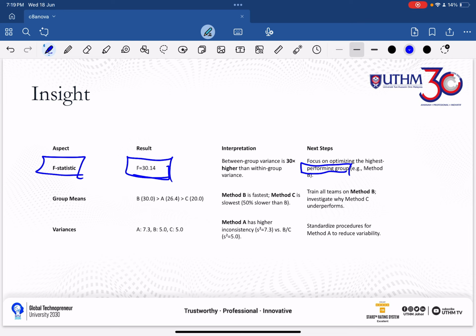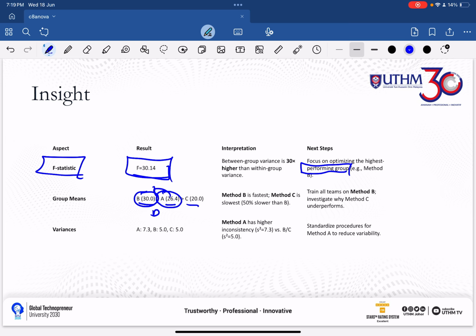So that is what is meant by the statistic value here. Okay, if you look at the group means here, the mean for B is 30, and then A is the next highest, and then C is the next part, 50% lower than B. So B is fastest. Okay, train all teams on method B, because we see that there's a lot of gap here. So what should we do? We need to train all teams using method B, and A is also less than B, right?